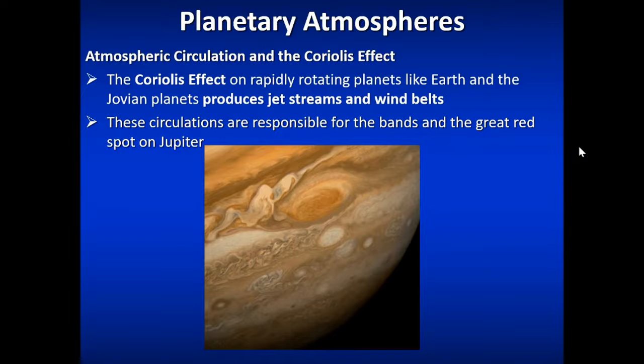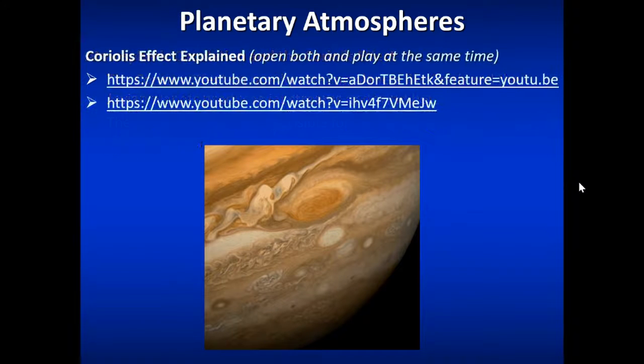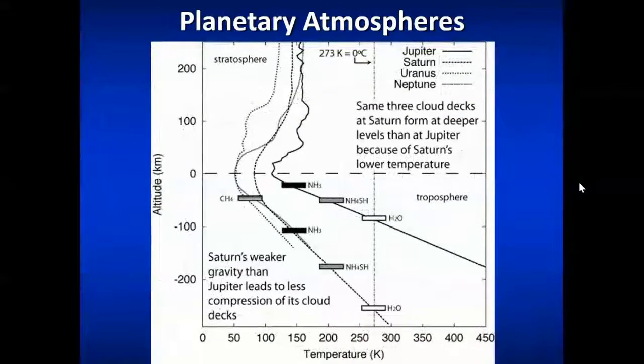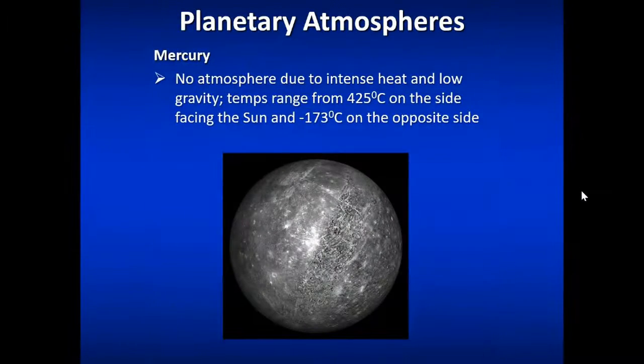Jupiter has a massive Coriolis effect, producing such strong swirls that there are bands and many jet streams that line the surface of Jupiter. Of course, the Great Red Spot is one of these tight swirls. And we already looked at the temperature profile, so I'll skip over those.